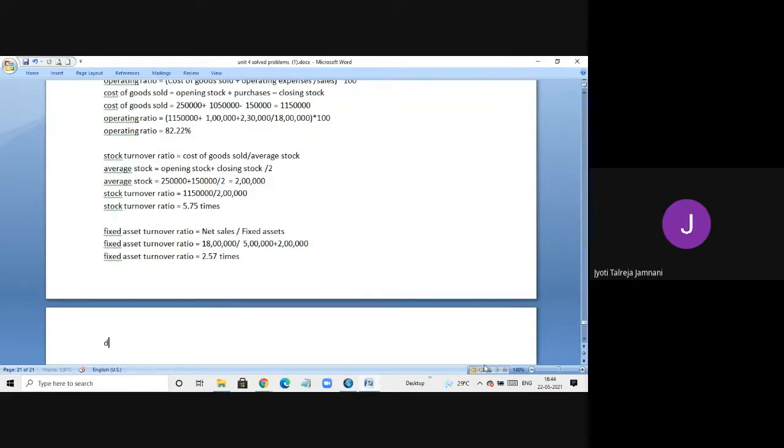The next is the debtors turnover ratio. The formula for debtors turnover ratio is credit sales divided by average trade receivables, you can say average debtors. Why do we call it average trade receivables? So that we can take debtors and bills receivable both.